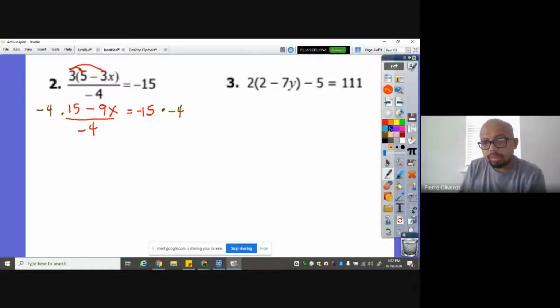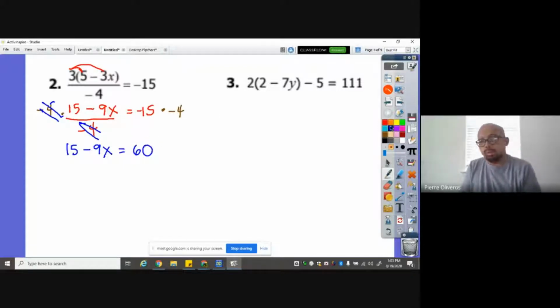Why do I have to do that one? Because it's easy. I can just cancel this, and there you go. There's no more fraction involved. You don't have to multiply the 4 to the 15 because they already eliminated here. So I'm just going to drop it down, 15 minus 9x. And negative 15 times negative 4, they're both negative, so it will be positive. 15 times 4 is 60.